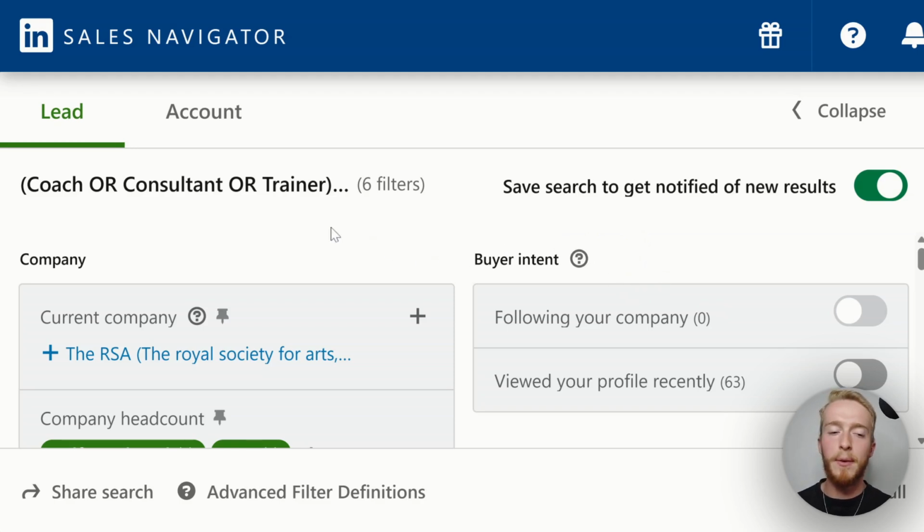Now, if you're familiar with Sales Navigator or not, you'll understand there are a lot of settings, a lot of things you can play around with. However, all I'm going to show you today is the stuff that I believe is really necessary, so you can just not get confused by it. So let's go through it.